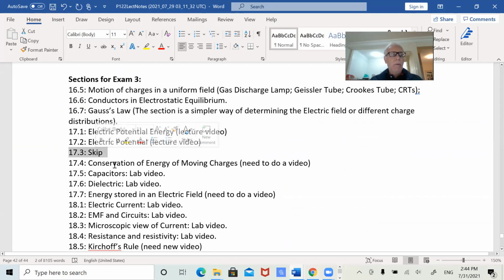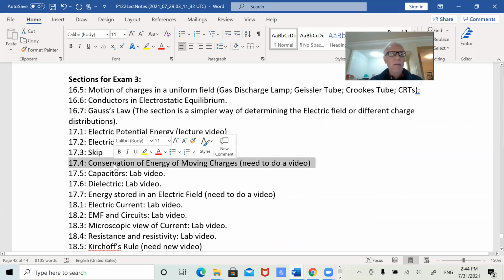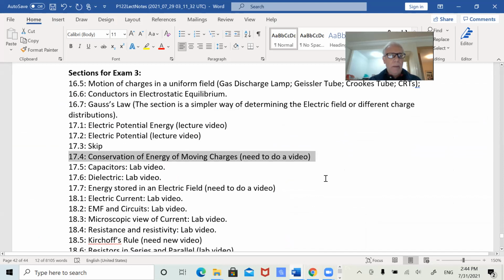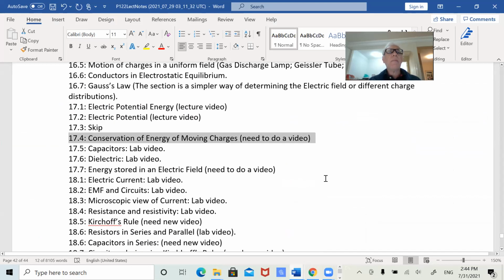Now what we're going to do is conservation of energy of moving charges. We're going to do this video. All this information is in the lecture notes that I uploaded to the Google Drive. Let me emphasize the ones that we need to do. We need to do this one. We don't have a video yet, but we do have a video for those two.